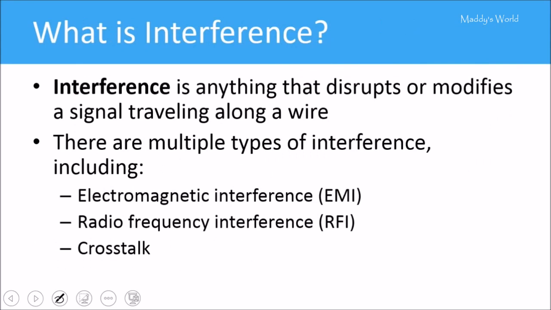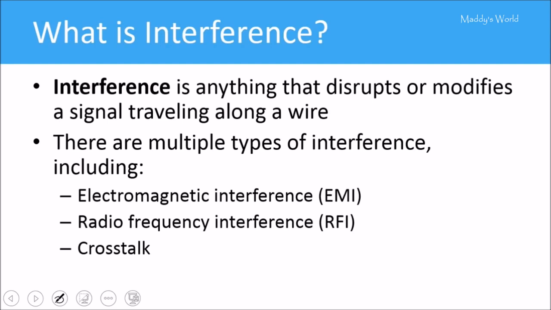All right, so we just talked about interference a little bit ago, and what is interference? It's anything that can disrupt or modify a signal, and that ultimately would result in the corruption of data. There are a couple different types of interference. You have electromagnetic interference, you have radio frequency interference, and then crosstalk.